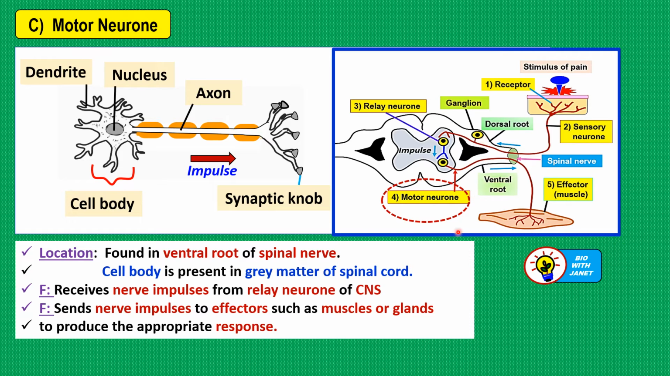Now, what's the function of the motor neuron? It receives nerve impulses from the relay neuron in the central nervous system, and then it sends the nerve impulses to the effectors such as the muscles or glands in order to produce the appropriate response. For example, if a person is pricked by a pin, the biceps muscle may contract to bend the arm and pull the hand away from the object that causes pain.